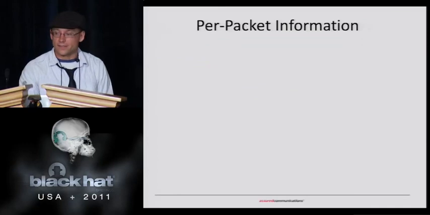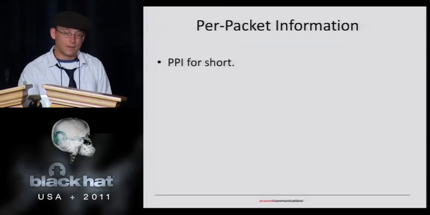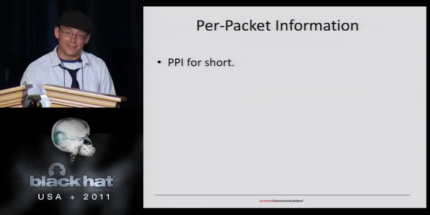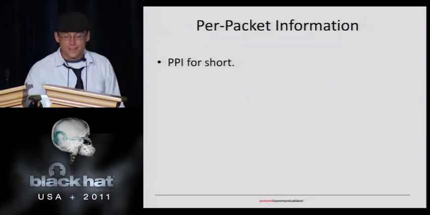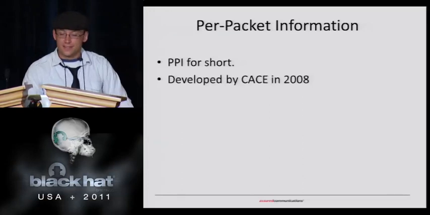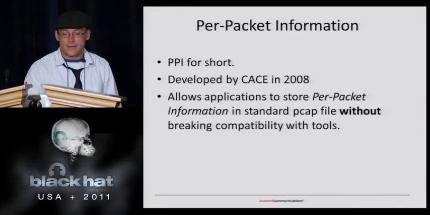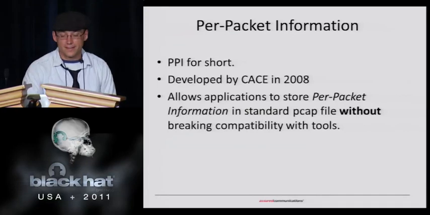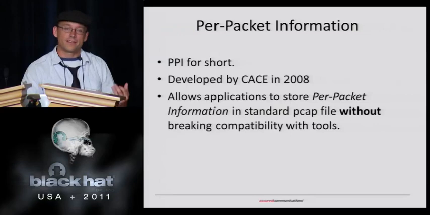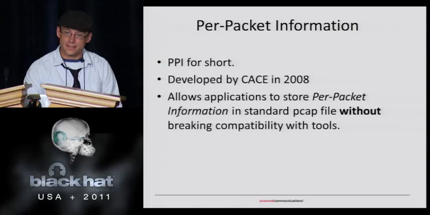So in order to do that, we're going to need to store per packet information, which is called PPI for short. Not pay per install. I did not know this had another acronym until 20 minutes ago. Funny. So the PPI was developed by Case in 2008. It didn't catch on very well until fairly recently, and it allows applications to store per packet information, hence the name, in a standard PCAP file. The cool thing about this is that it doesn't break standard tools. Even if you don't necessarily know how to parse that information, you know enough to skip over it and everything keeps working. So that's the key insight about PPI.